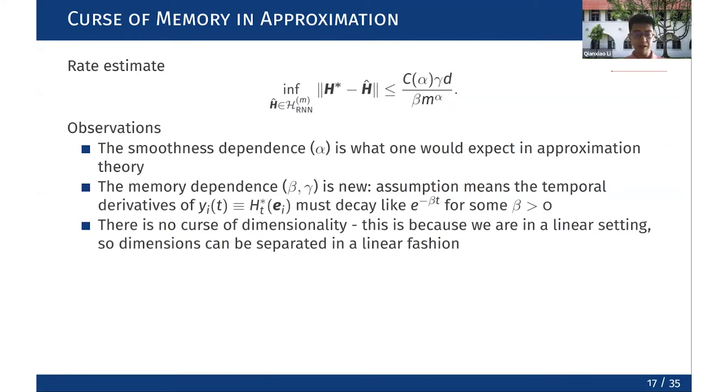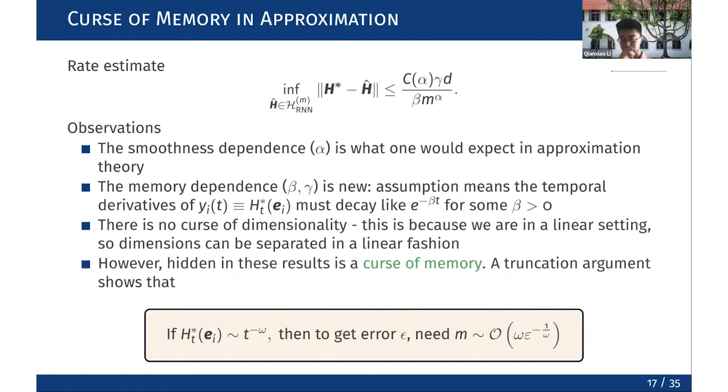However, there is another curse of dimensionality here. We call it the curse of memory. Remember, we have assumed in our results that this H star's memory must decay like an exponential. However, if you look at our density result, it doesn't require this kind of assumption. That means I'm not including all the functions that I approximate in my rate result. The natural question is, what if my target relationship doesn't decay like an exponential? For example, if it decays like t to the minus omega, where omega is some power that approaches zero. These are perfectly good functionals, and the RNN can still approximate them up to arbitrary error.